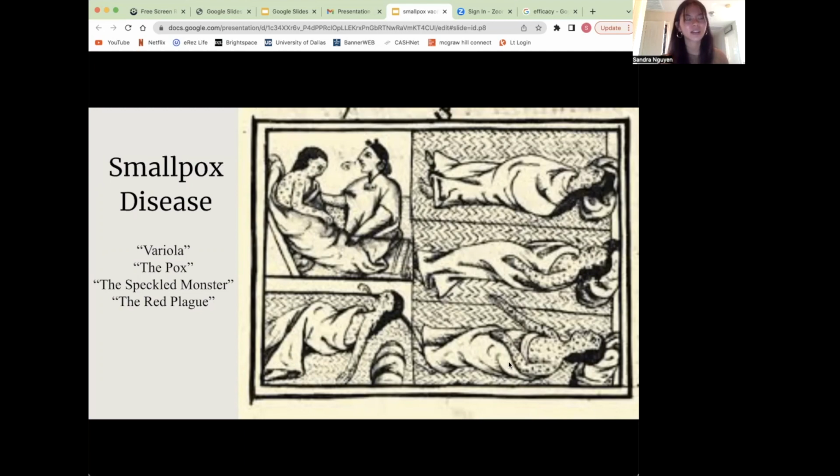So some street names that I found included the variola, the pox, the speckled monster, and the red plague. And just a little fun fact, the word variola was derived from the Latin word varius, which means spotted. Pox was derived from the word pock, which means exanthemus disease. And in the late 15th century, writers started adding the prefix small to distinguish variola from syphilis, which was called the great pox at that time. Thus, the name smallpox was created.